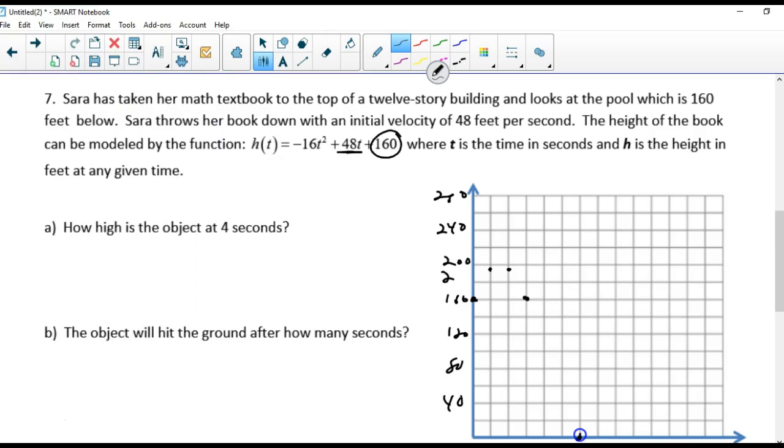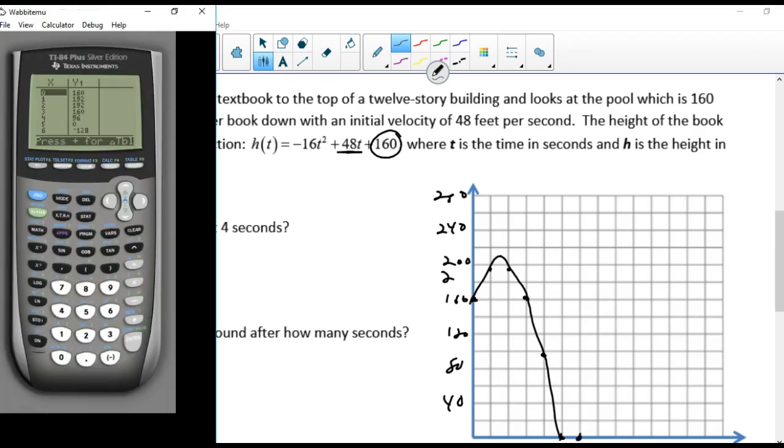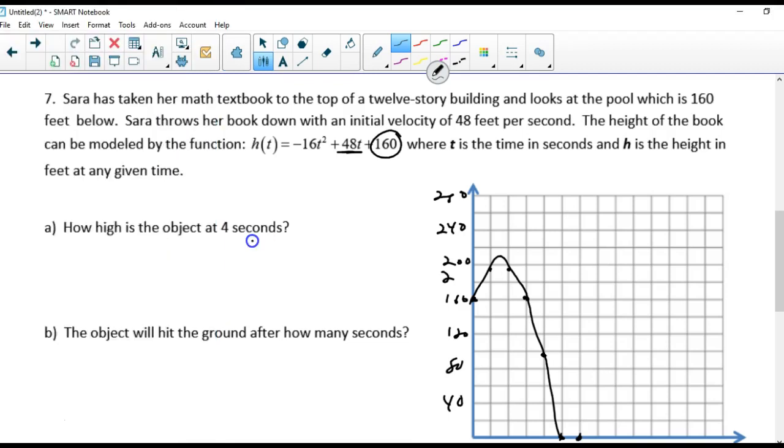So 100 is right here. Wait, 1, 2, 3, 4, 5. This is 0, sorry. And 96 is going to be right about there. So where is that vertex? Well, first off, at 4 seconds, where is it? At 4 seconds, it's at 96 feet. When will it hit the ground? Again, 5 seconds.